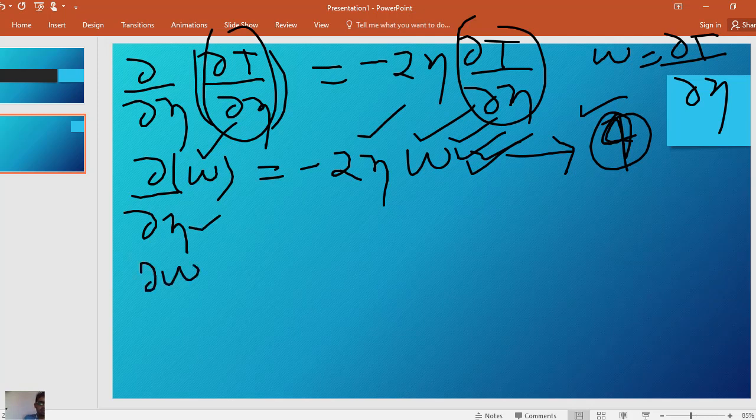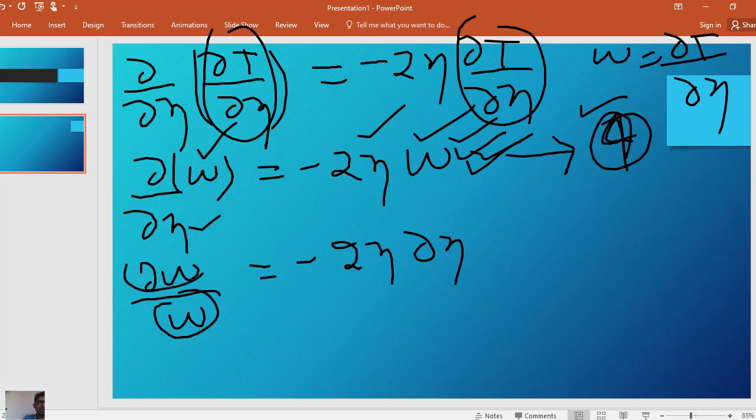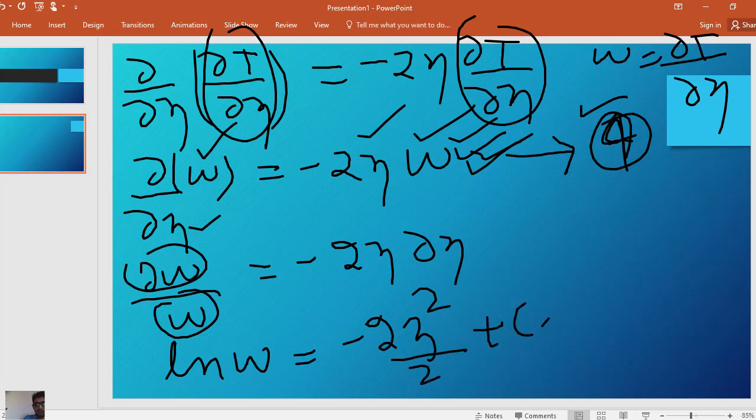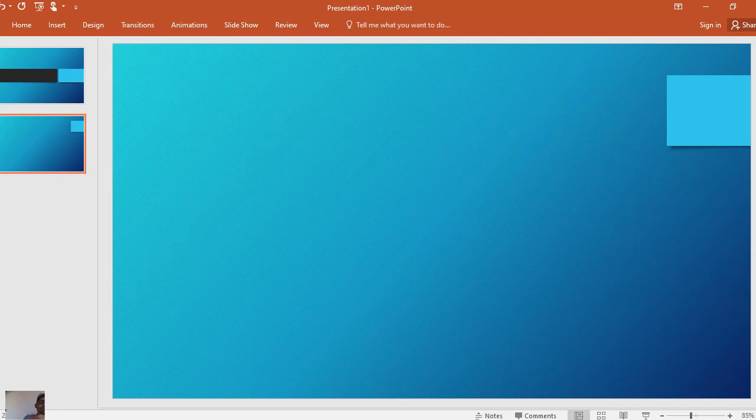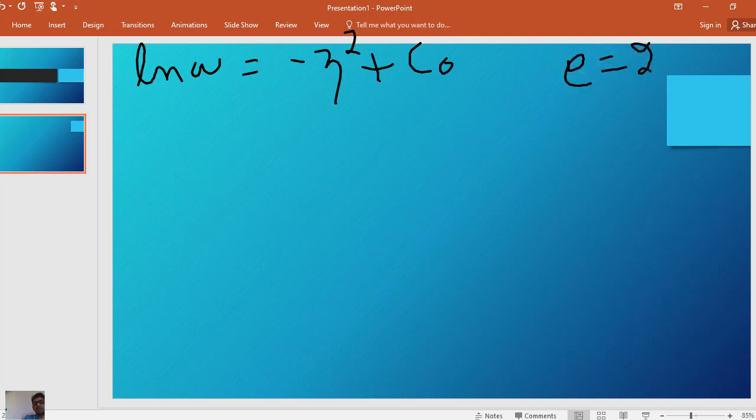So dw by w is equal to minus 2 n dn. Now as you know, this is the function and this is the differential. So it is ln w equal to minus 2 n squared divided by 2 plus c naught, some constant of integration. So the 2 cancels, and ln w is equal to minus the similarity variable squared plus some constant of integration. Take the base e, which is nothing but the irrational number having value 2.71.